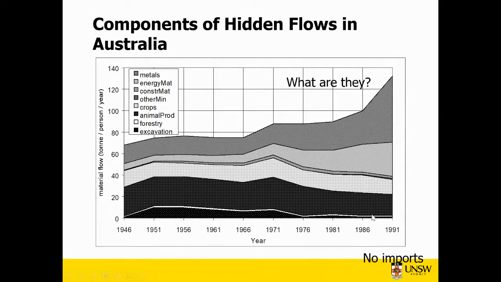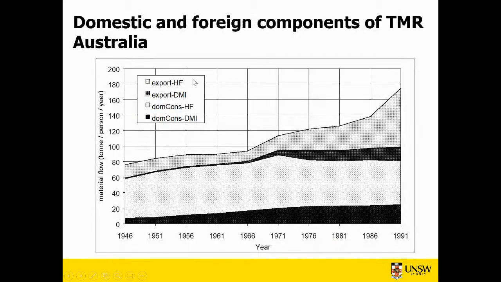So this is just breaking down the hidden flows in Australia, and we see there is a lot related to metals and, again, energy materials. This is just showing hidden flows and direct input in terms of domestic and exports. So of all the input, all the material requirement, how does it then distribute in terms of what is used domestically and what is exported?